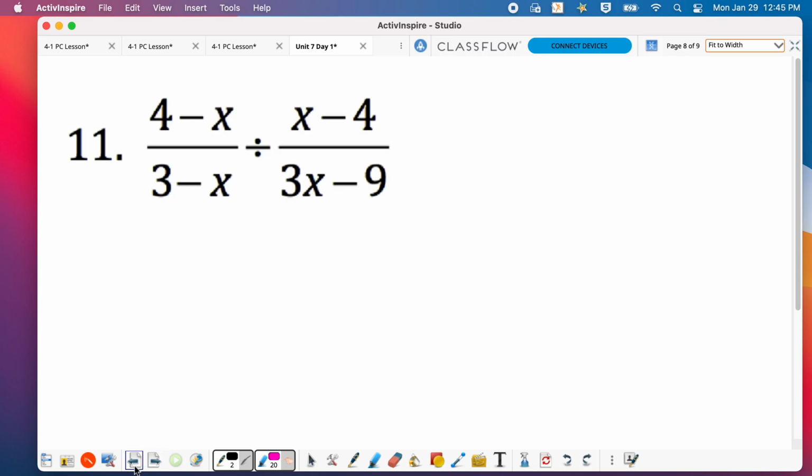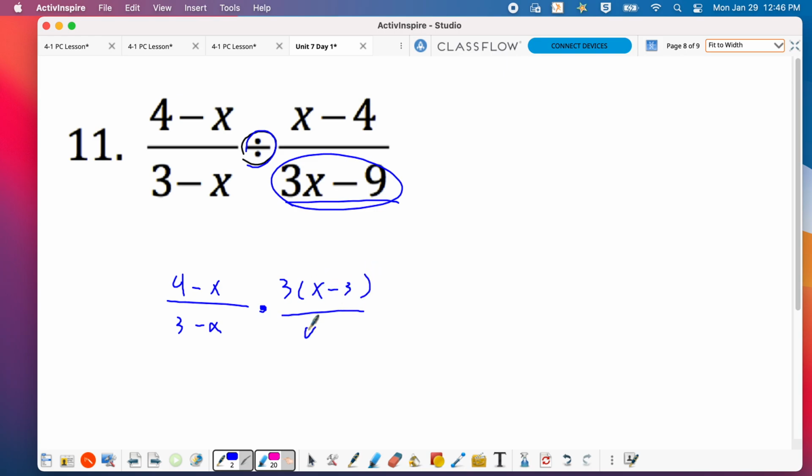Alright, last one. I'm dividing, so I'm going to flip it over, but that's the only one that looks like it factors. So I'm going to get 4 minus x over 3 minus x times, take out a greatest common factor, keep, change, flip.